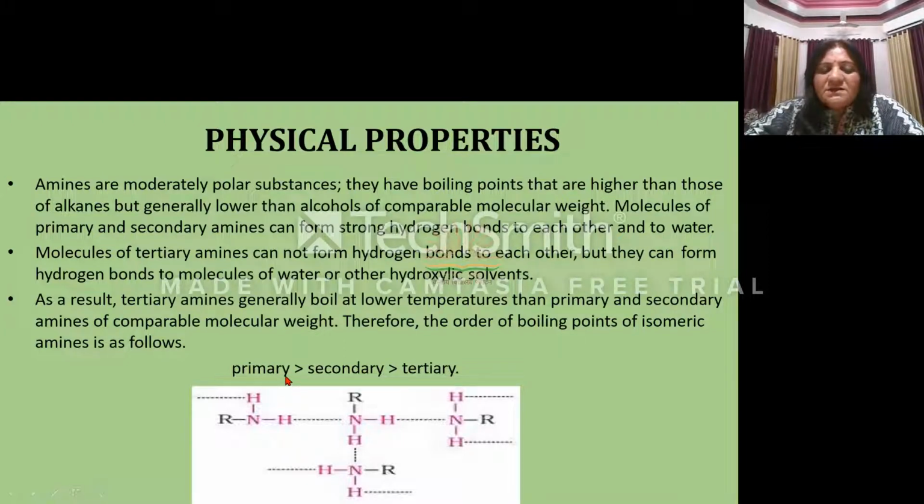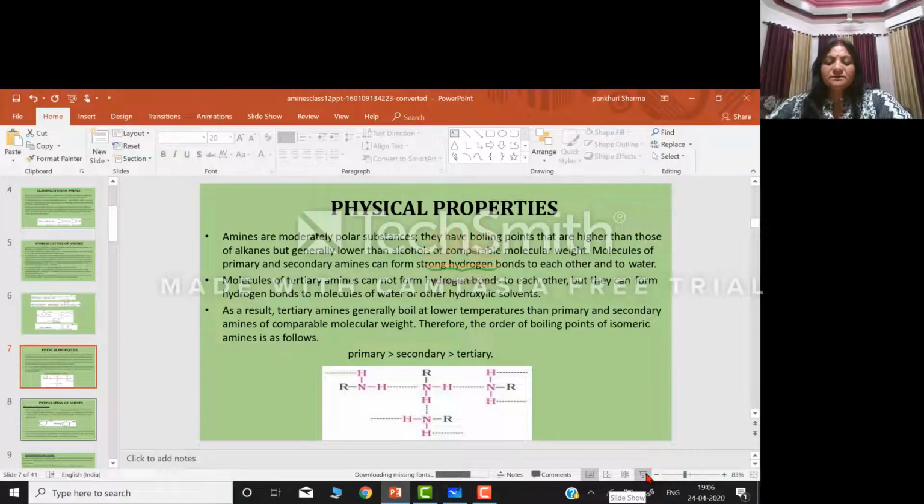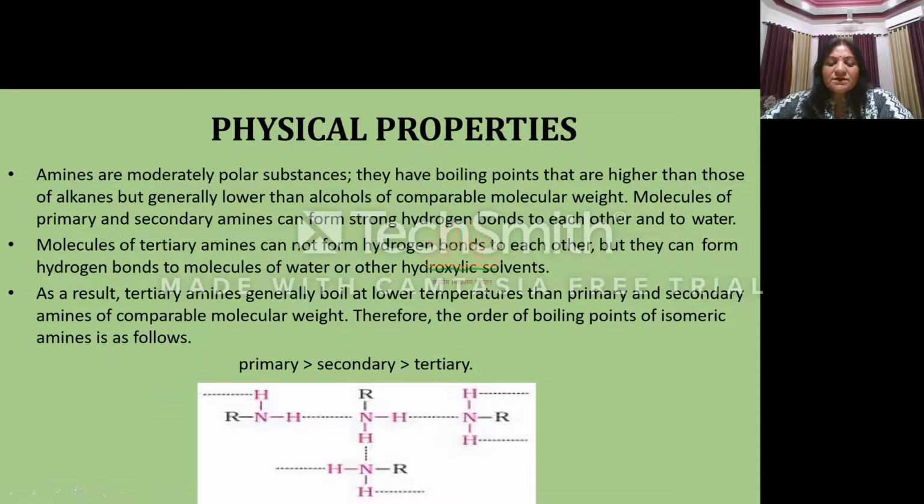Primary amines have the highest boiling point and tertiary amines have the least boiling point, because in tertiary amines there is no hydrogen atom. So due to lack of intermolecular hydrogen bonding, the boiling point of the tertiary amine is least.